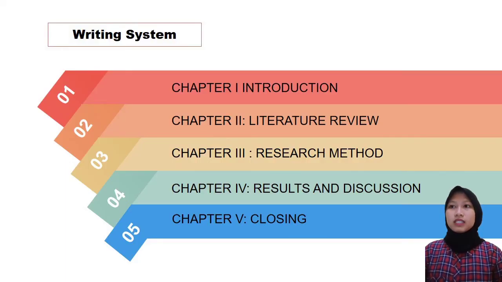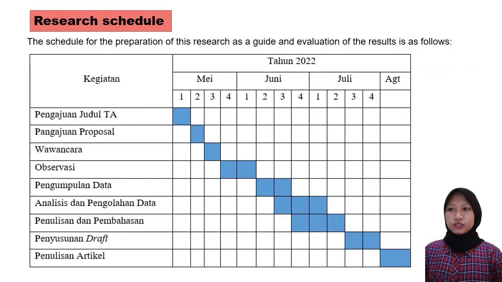Writing system. The systematics of writing this research are as follows. Chapter 1 Introduction, Chapter 2 Literature Review, Chapter 3 Research Method, Chapter 4 Research and Discussion, Chapter 5 Closing. Research schedule. This is the schedule for the preparation of this research.